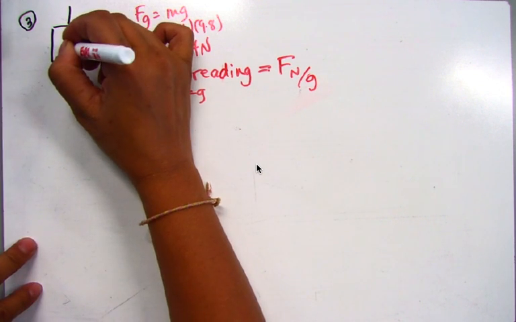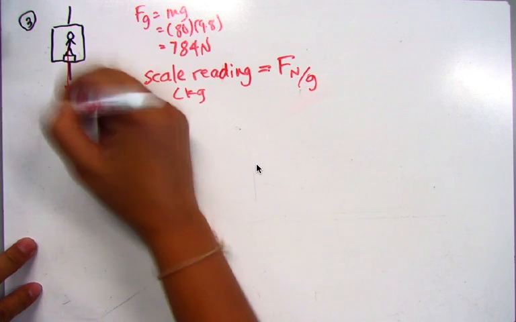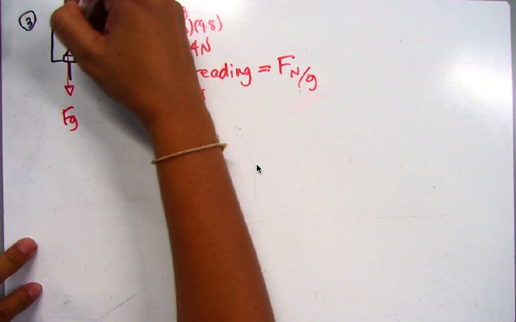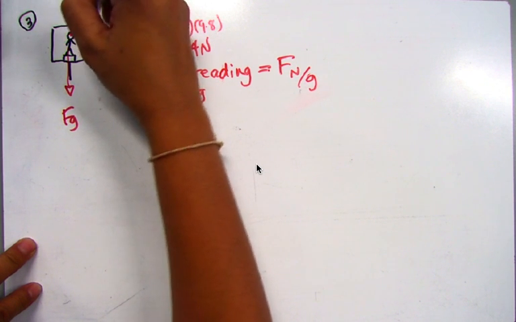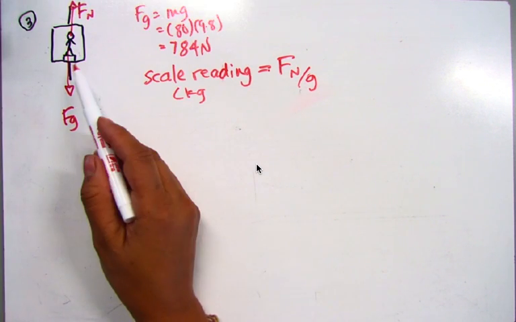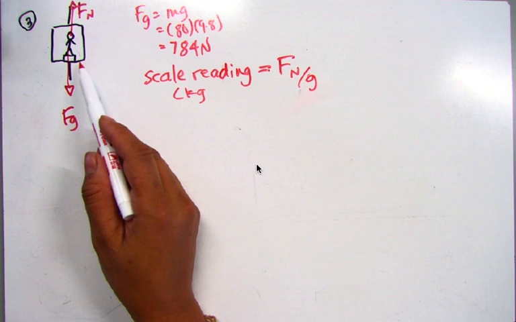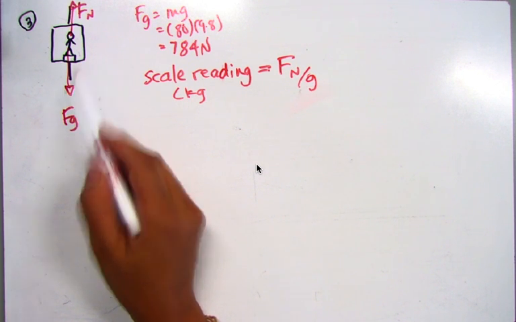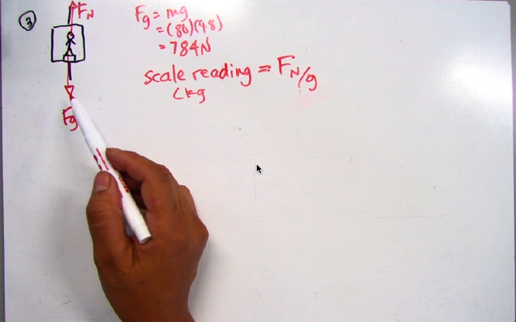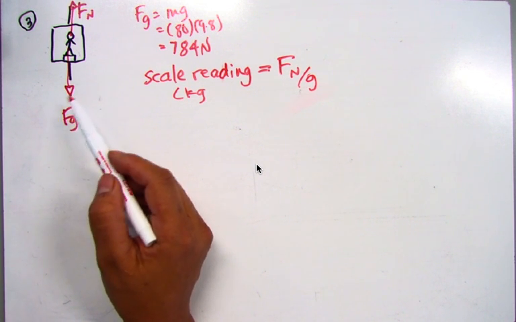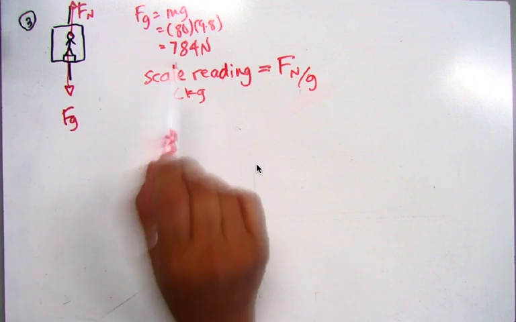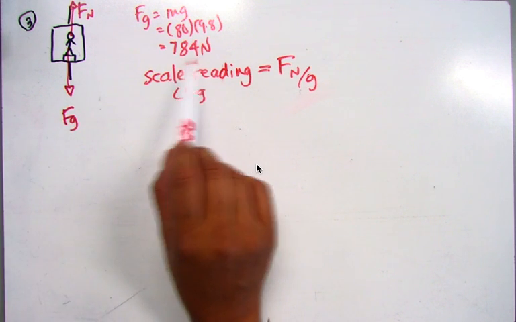Well, the same forces as always. There's a force of gravity acting down, and then there's the normal force acting up. If this elevator was at rest anywhere, or traveling at a constant velocity, those forces would be balanced because a would be 0. So Newton's first law would kick in. Fn would equal Fg, and the scale would read 784 newtons.